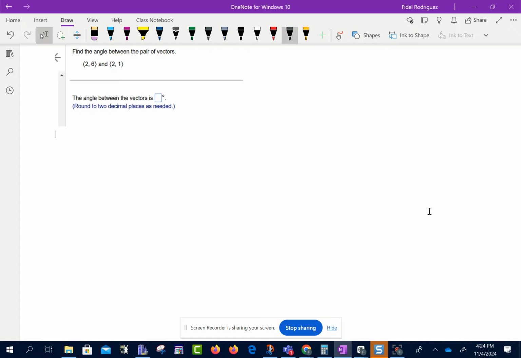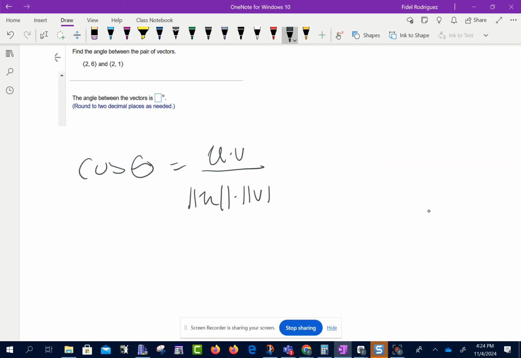So when we're looking for the angle between the pair of vectors, we have a formula that says cosine of theta is going to be equal to the dot product of the vectors divided by the product of their magnitudes. So let's do this. Let's call this the vector u, and let's call this the vector v.